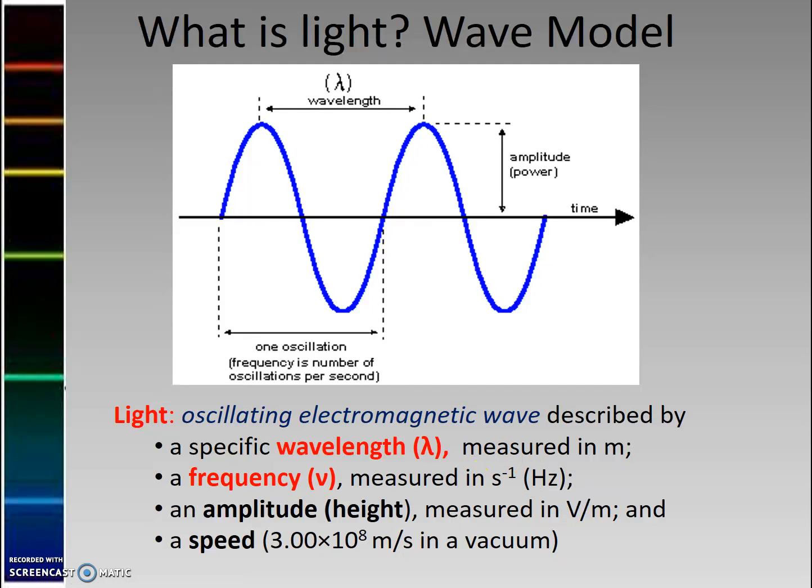Other properties of light under the wave model are its amplitude, which is the distance that a crest or a trough goes off of the x-axis, so it's about its intensity. And then also its speed in a vacuum, and we can just assume that the speed of light is 3 × 10⁸ meters per second, so very fast moving.